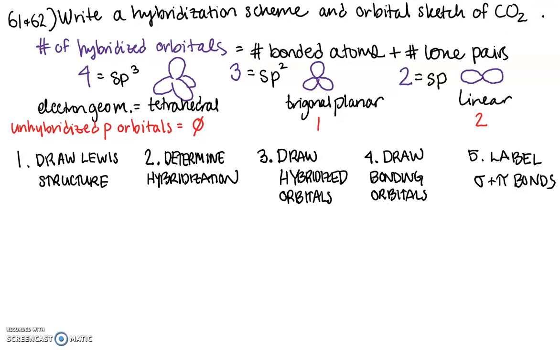All right, so now we're going to do it for carbon dioxide, determine the hybridization and draw the sketch of the molecule. So first we draw the Lewis structure. Carbon in the middle, two double bonds, and let's determine the hybridization. So we see that there are two bonded atoms and 0 lone pairs on the central atom. So that means that there are a total of 2 hybridized orbitals, which means we see a linear sp hybridization.